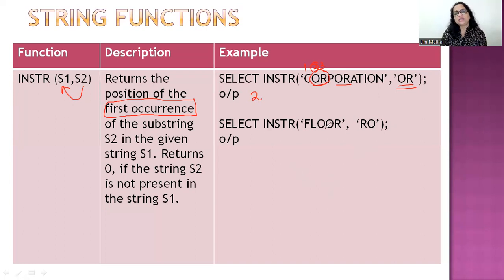I wrote INSTR floor, comma, RO. Now you might think RO exists, but not in RO form, OR form. But it's going to check for an exact match, right? So does RO exist as RO in floor? No, there is no RO string. So your output is going to be 0, because if the second string doesn't exist in the first string, then in that scenario, it gives you the output 0. Is that clear?